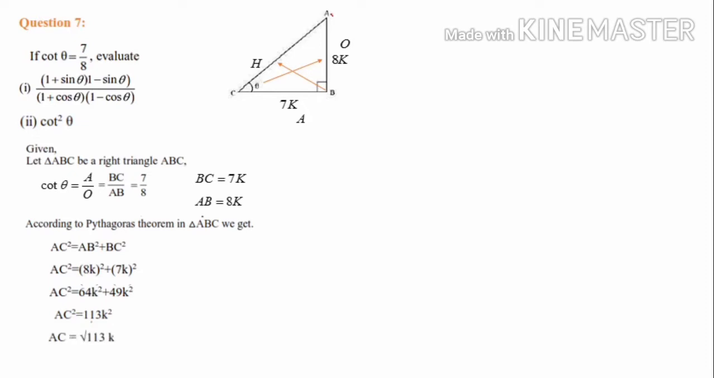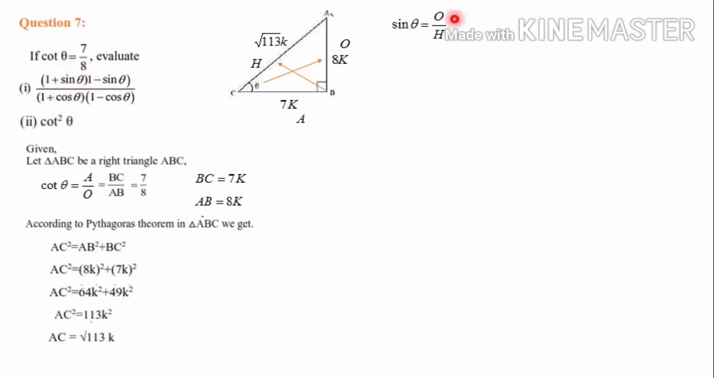From here AC we can calculate, that is root 113. Root of K square is K. So AC is root of 113 K. Let's write it on the diagram. AC is root 113 K. Here we have to calculate sine theta and cos theta.